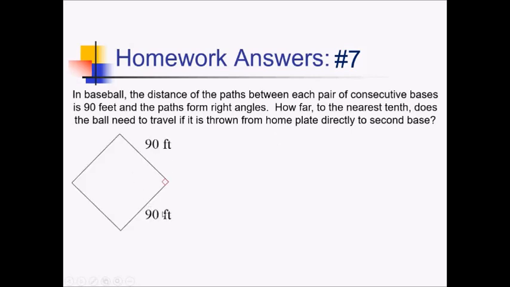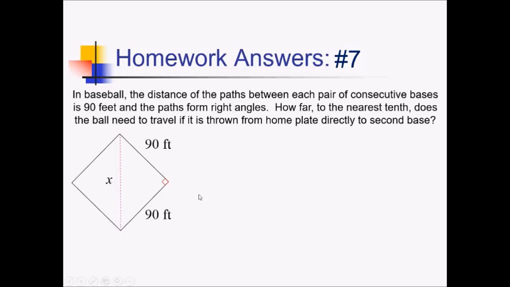So here's a baseball diamond, and we're saying between our bases, which are the vertices of this diamond, we've got 90 feet. So each of these sides is 90 feet, and they said that we have right angles between the paths. So we want to know how far it is basically from home plate, which is usually down here, to second base, which is across the diamond. So this distance here, which I'll call x.